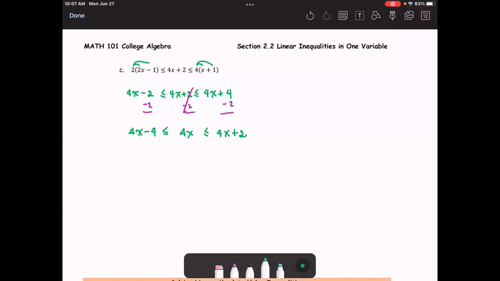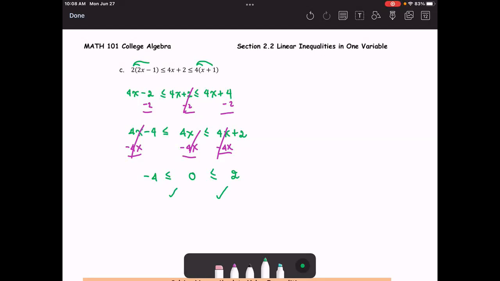And then we're going to collect the 4x terms all together. That means we're going to subtract 4x from all three parts. It happens to be negative 4 on the left, 0 in the middle, and 2 on the right. If you look at this step, negative 4 is less than or equal to 0, which is true. 0 is less than or equal to 2, that is true. So it's true for all.